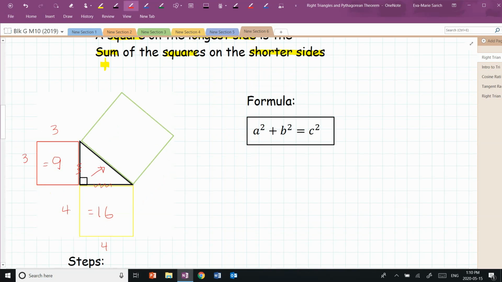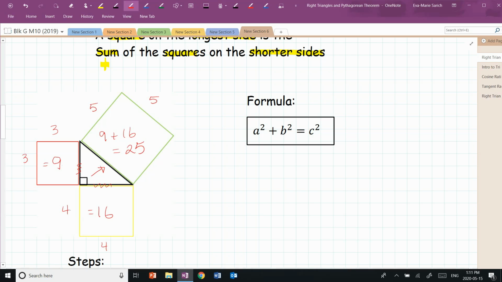Now, what he discovered is that if you draw a square on all of the sides, the square on the larger side is the sum of the squares on the two smaller sides. So that would mean 9 plus 16 is going to equal 25. So the size of the square on the bigger side, in this case, is going to be 25. From that, you should be able to work out that this is going to be a 5 by 5 square.